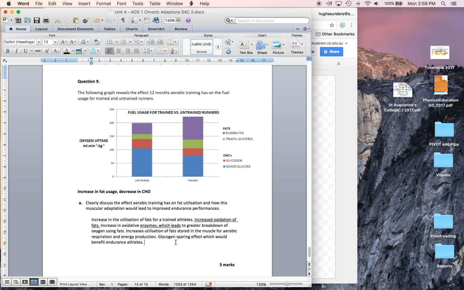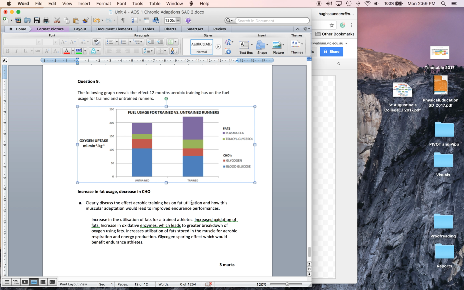That's plenty of marks there. You've picked out what the chronic adaptation is. You've given the definition. You've said how it's improved performance, and you've shown obviously your use of the data there. Exact data is not important. It's just what the trend is.